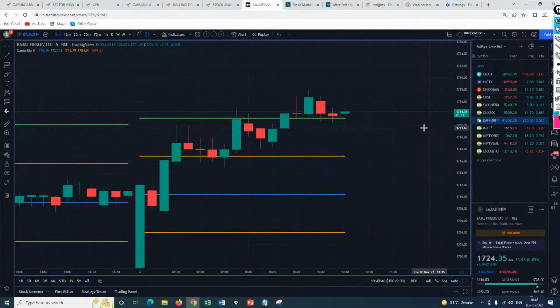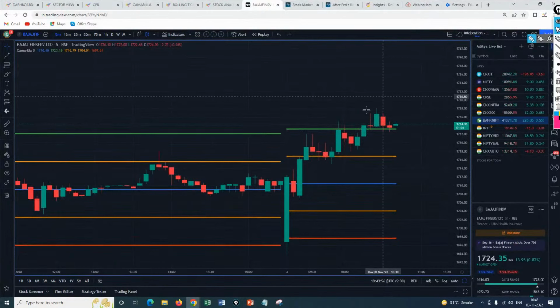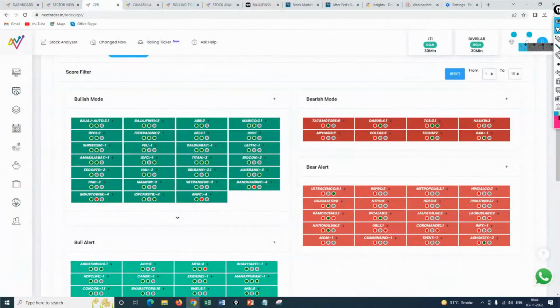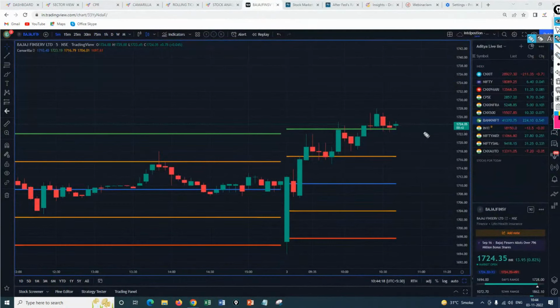And here it is. Let me recap this whole trade in Bajaj Finserv for all of you to understand. Here we see that Bajaj Finserv has come in CPR bullish mode. If it has come in bullish mode, it means that it has moved above CPR and it has moved above the H4 level as well. Here, this green line is my H4 level.